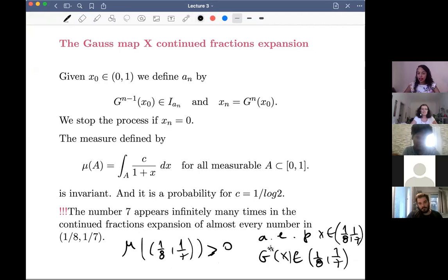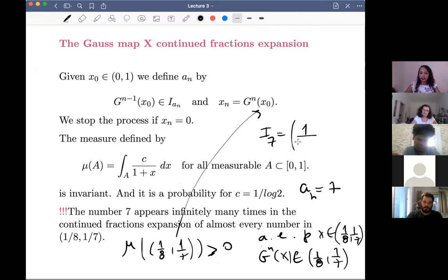Okay. So it's going to return infinitely many times to this interval. But if you are in this interval, it means that a_n is equal to 7. Because this interval is our interval. Remember, this is I_7, the interval from 1 over 7 plus 1 to 1 over 7. So if you are in this interval, you have a_n equal to 7. The first symbol, actually a_1, is going to be 7.